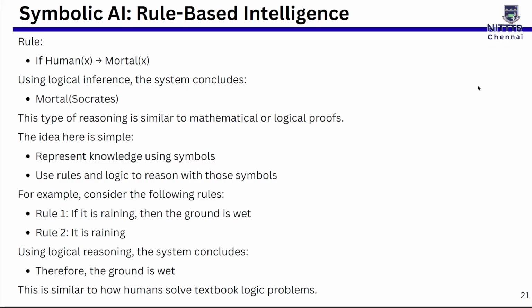For example, consider the following rules. Rule 1 is: if it is raining, then the ground is wet. And rule 2 is: it is raining. Okay. So using this logical reasoning, the system concludes, therefore, the ground is wet. So this is similar to how humans solve textbook logic problems.